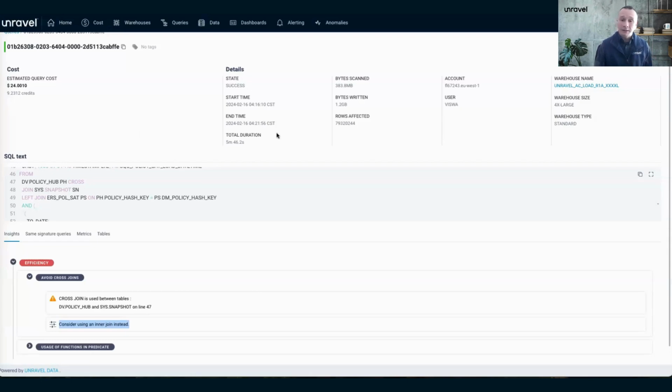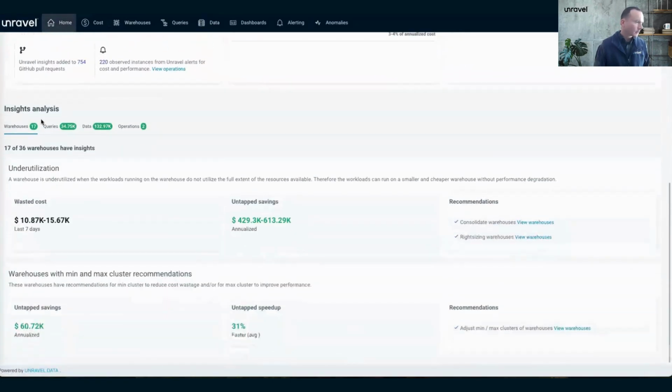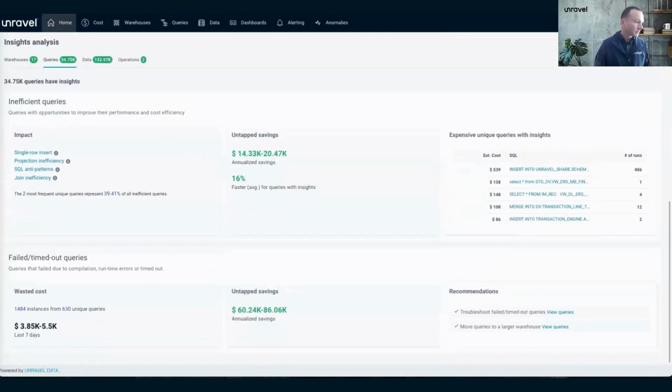So now, speaking of timed out queries, I'm going to go back to the home page here. And again, we're going to scroll down and focus on queries. You'll bring your attention to this section down here. So failed and timed out queries, we're monitoring that for you as well from that use case perspective. Now, here, there's over 1,400 instances of queries that Unravel found over that past rolling period of time.